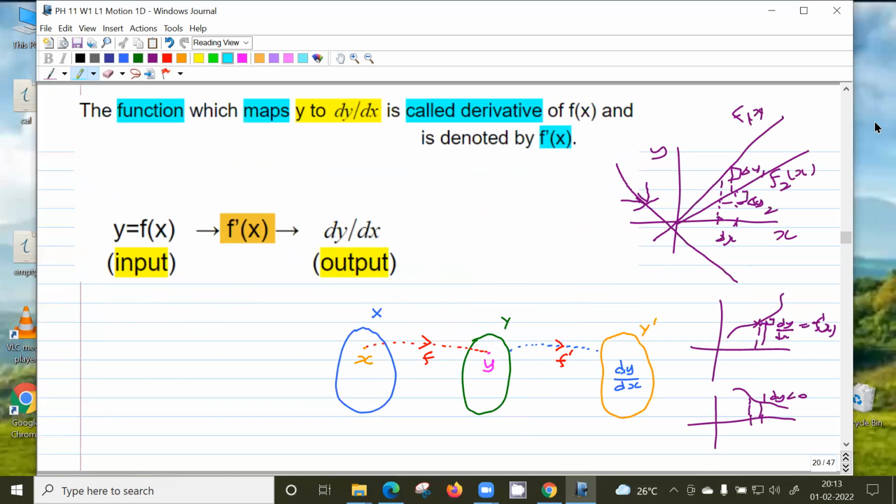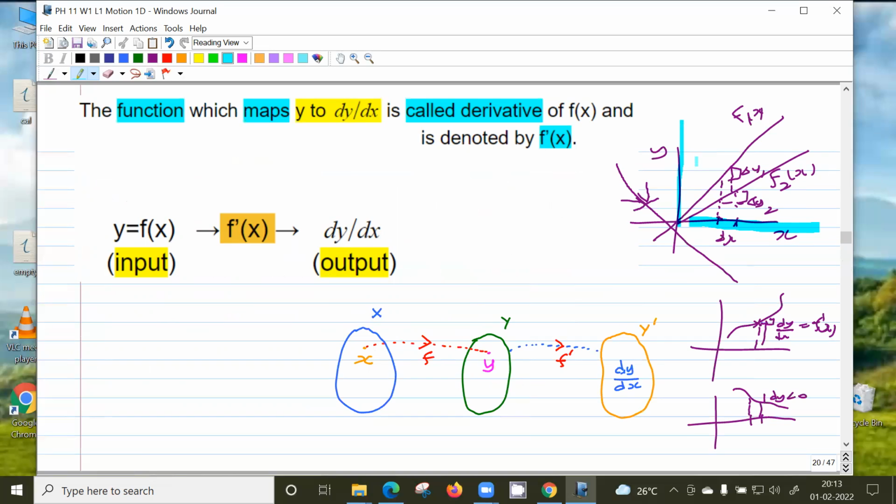Slope of a straight line will be zero only. No, see, this is a straight line with some slope, and this is a straight line with another slope. A straight line with zero slope is this line, a horizontal one. And the straight line with maximum slope is this one.